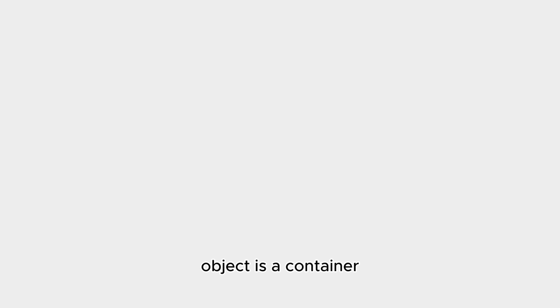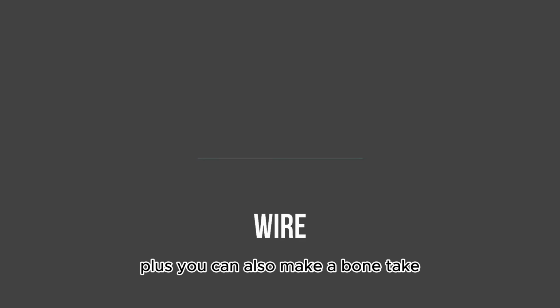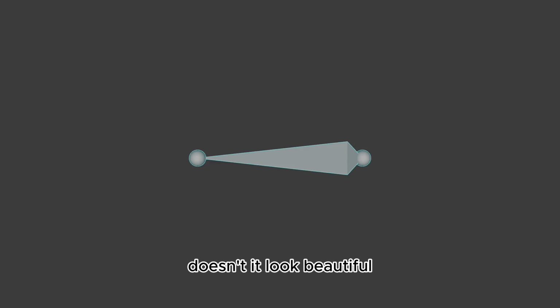An armature object is a container for one thing: bones. Here's one now. Bones can actually be displayed in many different ways: octahedral, stick, B-bone, envelope, and wire. Plus, you can also make a bone take on any custom shape that you want. But here it is in its default state. Doesn't it look beautiful?